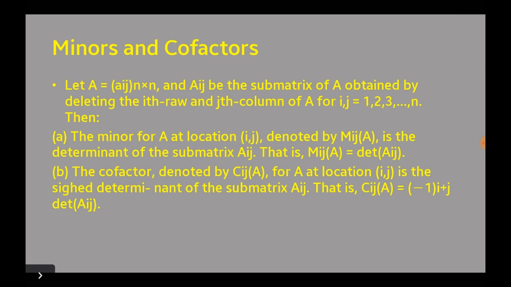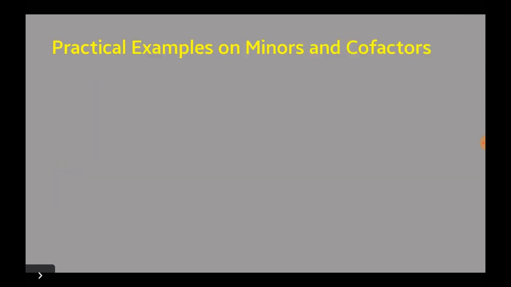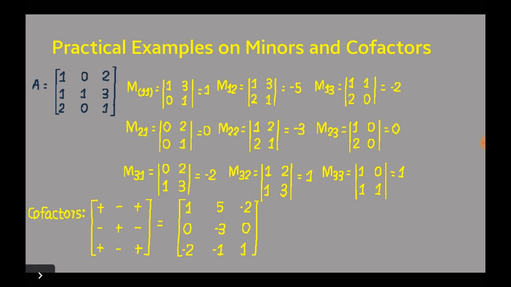Second, the cofactor of A at location ij, denoted by Cij(A), is the signed determinant of the submatrix Aij, that is Cij(A) equals (-1) to the power i plus j, times the determinant of Aij. And a practical example on minors and cofactors is like this. A equals 1, 0, 2, 1, 1, 3, 2, 0, 1.